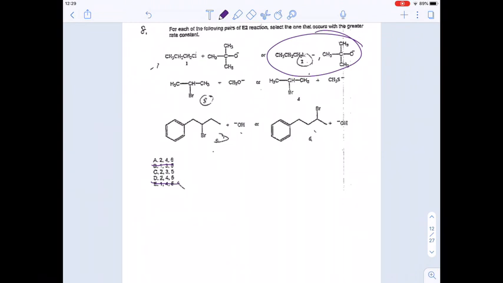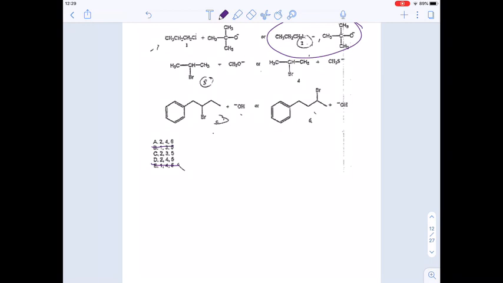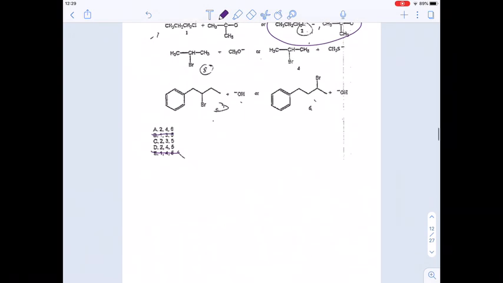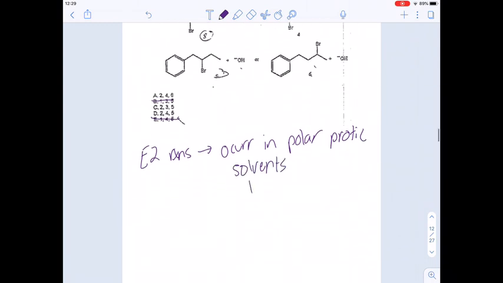Okay, so I'm going to erase. Looking at the second set of comparisons, you are comparing the nucleophile in this case. So you have CH3O minus on the left or CH3S minus on the right. Although in general CH3S minus is technically a better nucleophile than CH3O minus, the trick here is that you have to know that E2 reactions occur in polar protic solvents.